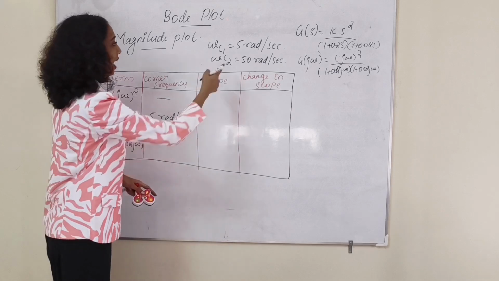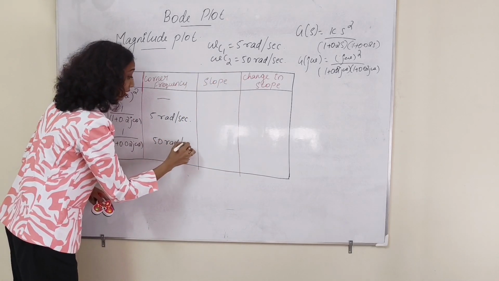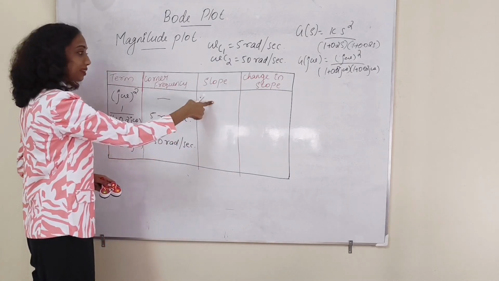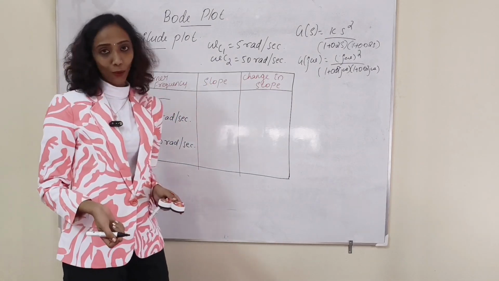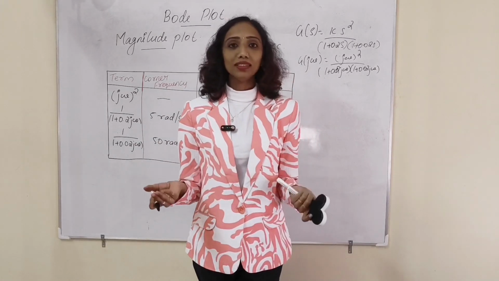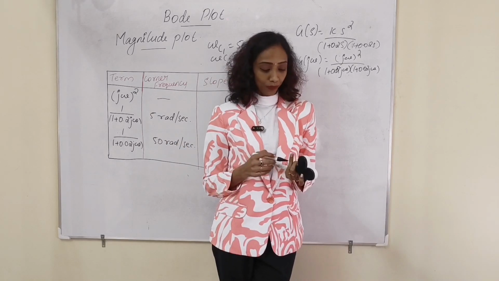5 radians per second, and the second term is 50 radians per second. Sorry, the third term is 50 radians per second. Yeah, 50 radians per second. Then the third column is the slope. I didn't explain any idea about slope. So what is slope and the general conditions for finding the magnitude plot?